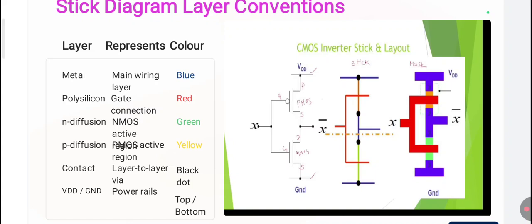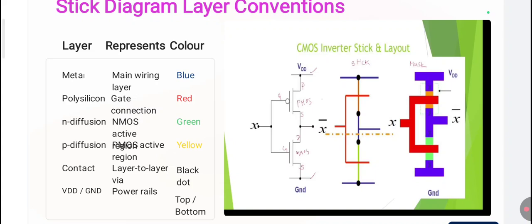Both of the gate terminals are tied together, and we apply the input, and the output is taken at the combination of drains of both of these transistors. If you see the stick diagram represented here, the power supply rails are represented in blue. At the top VDD is represented, at the bottom ground is represented, and the active region of PMOS is represented by yellow, whereas N diffusion is represented by the green layer which is connected to the ground.